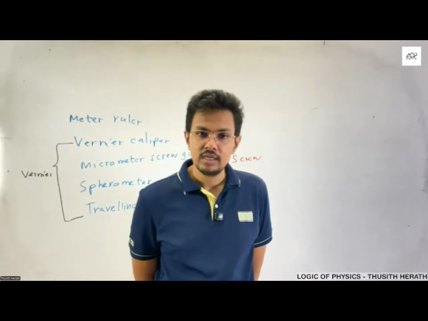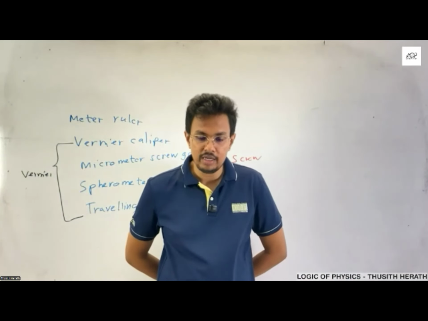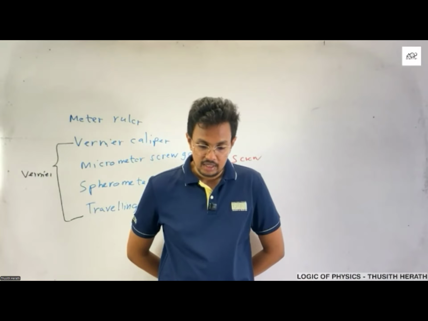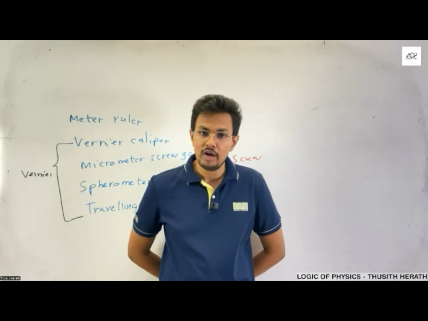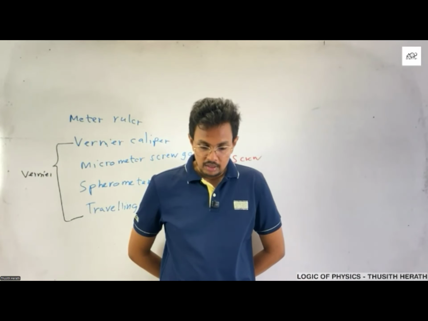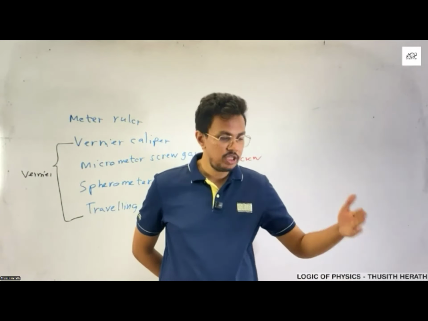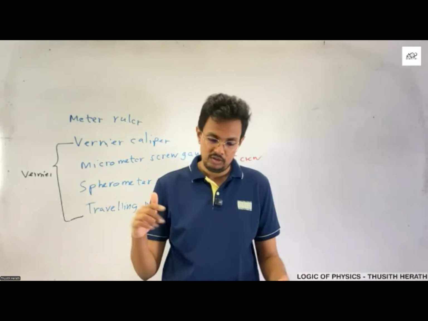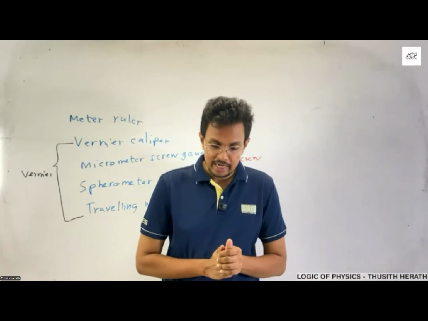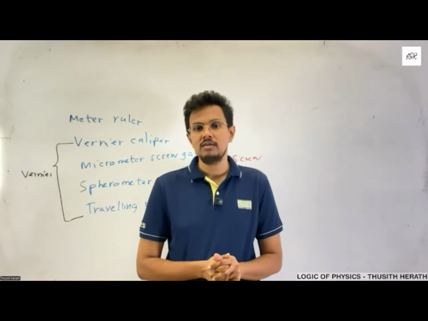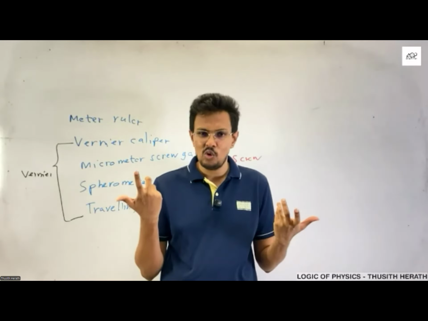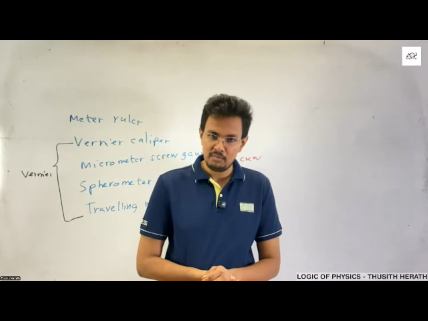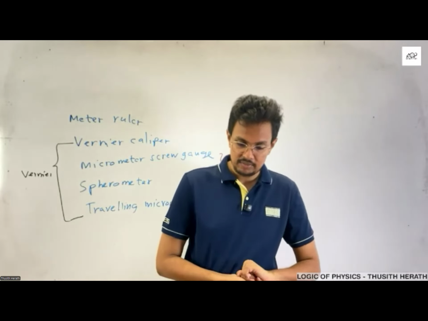Here there's a box containing all the important details about the meter ruler. First, the least count is 1 millimeter. The measuring range is 0 to 100 centimeters using a meter ruler. The minimum length that can be measured without exceeding 1% percentage error is 10 centimeters.